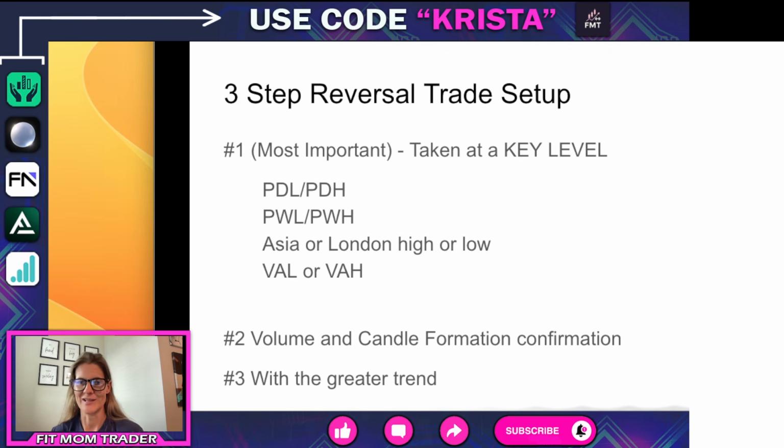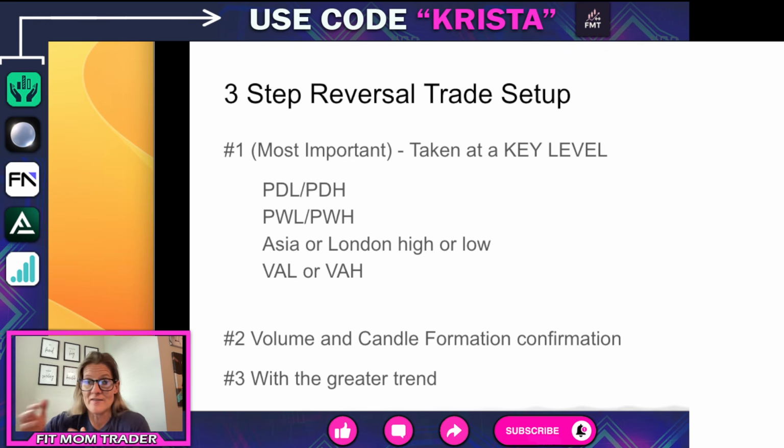Now, obviously, you can take a trade that's not with the greater trend, but you need to be more careful and aware of whether it's a scalp or whether you're looking for a bigger move. So, for example, if overall on the 1 hour or the 4-hour time frame we're in an uptrend and you're just looking for a pullback to a key liquidity zone, then the bounce is with the greater trend. You're going for a long, you're staying with the trend, so there's a greater likelihood that you're going to get a strong bounce and continuation up.